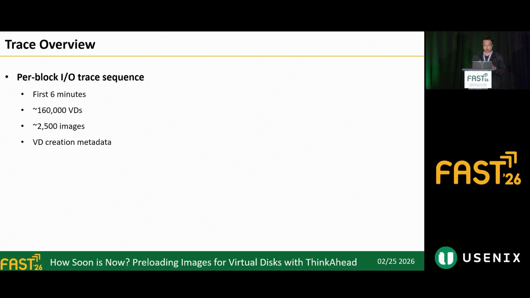So basically we collect our trace sequence for the first 6 minutes because we focus on the image loading, so we don't need to download the whole trace sequence. We just focus on the first few minutes, that will be good enough. And in total, there will be about 160,000 virtual disks derived from 2,500 images.